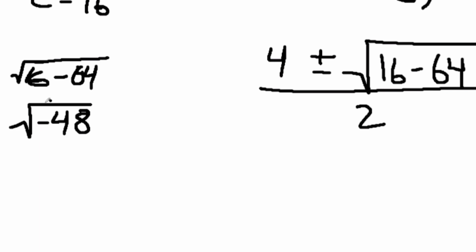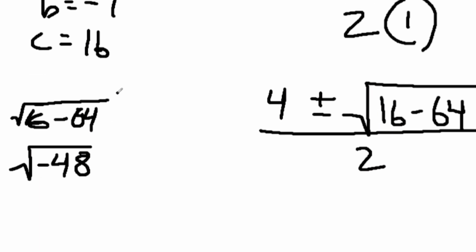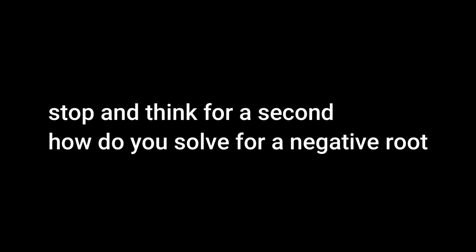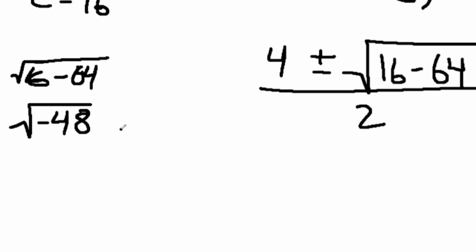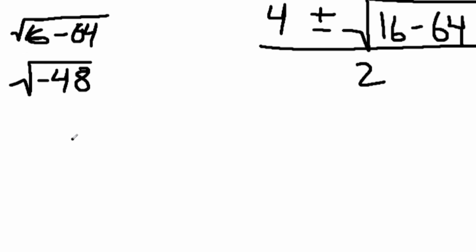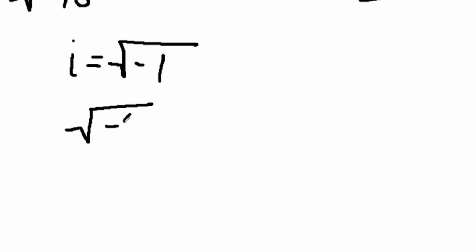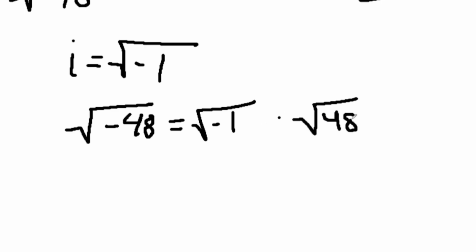Now wait a minute, roots of negatives, how can we solve for this? You can't root a negative. Well, you can when you factor in i, which is equal to the square root of negative 1. Let's break up this a little bit. We have the root of negative 48 is equal to the root of negative 1 times the root of 48.